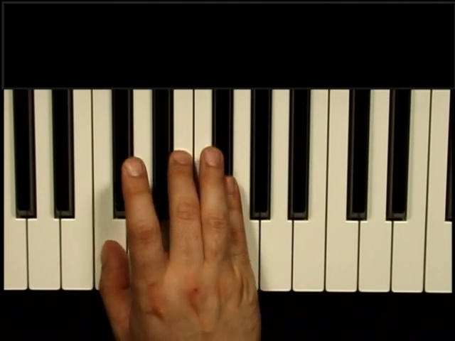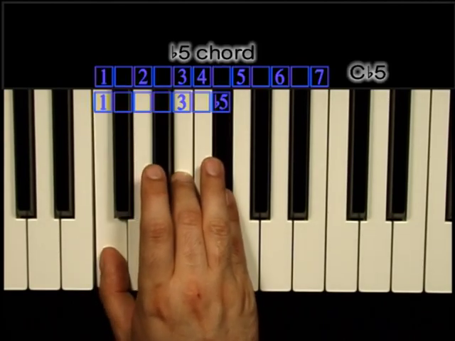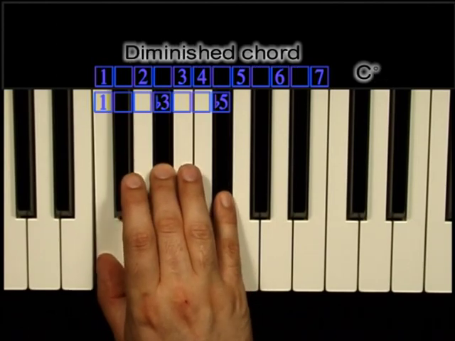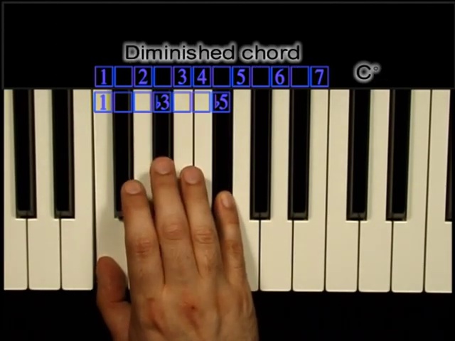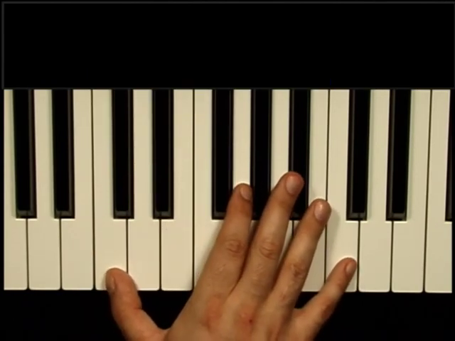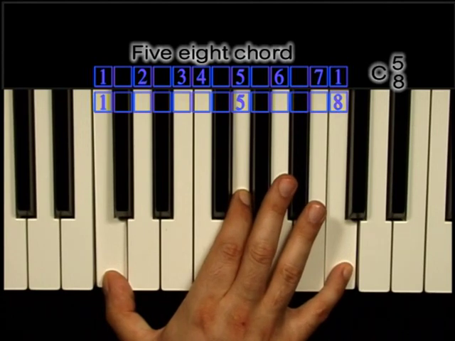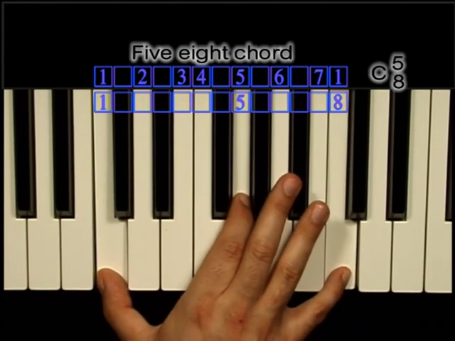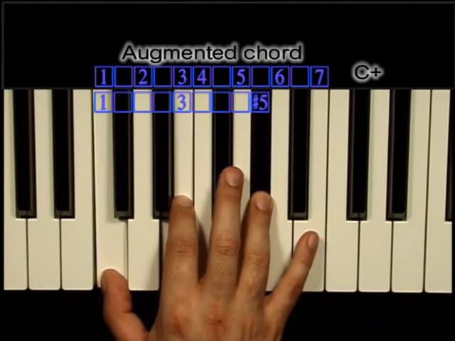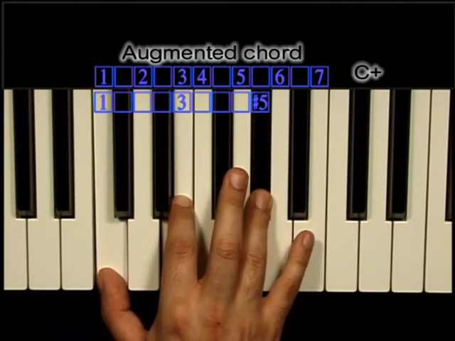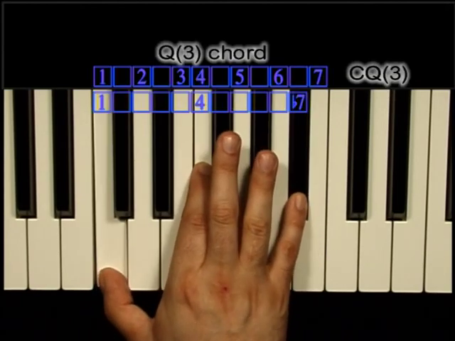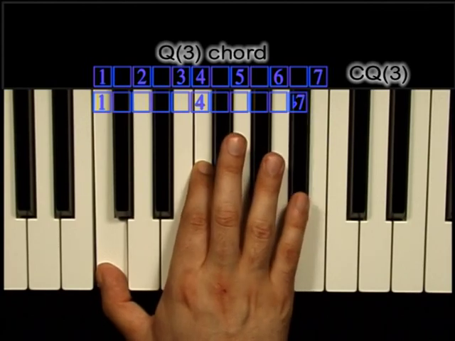Okay, let's move on. Here's the flat 5 chord. 1, 3, flat 5. Flat the 3 as well, you have a diminished. 1, flat 3, flat 5. The next chord can commonly be called the 5/8 chord because it is the 5th with an octave. The next chord is the augmented chord. 1, 3, sharp 5, and the last of the 3 note chords is the Q3, which is 1, 4, flat 7.